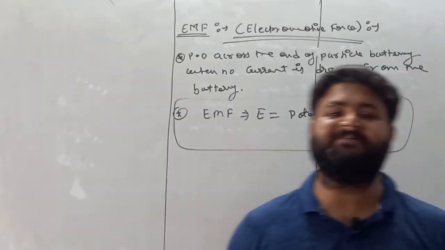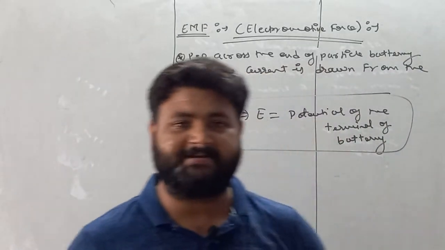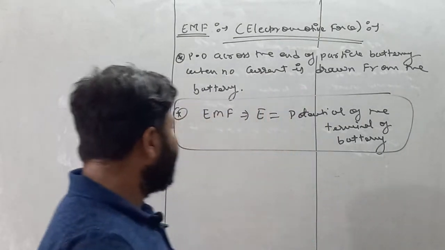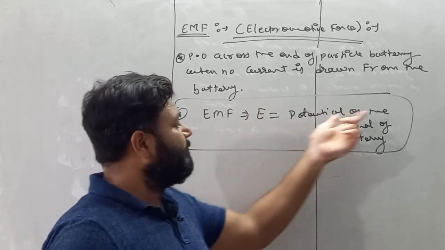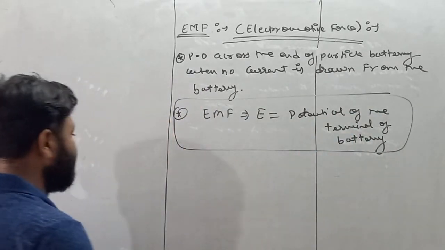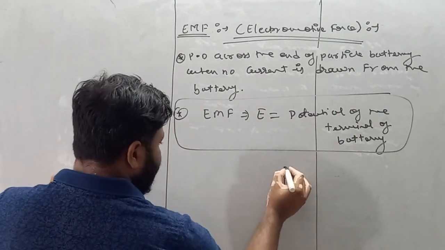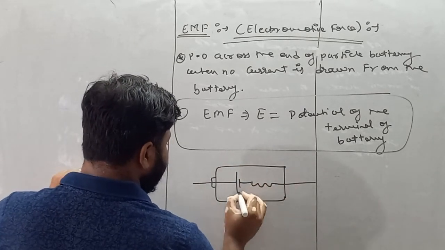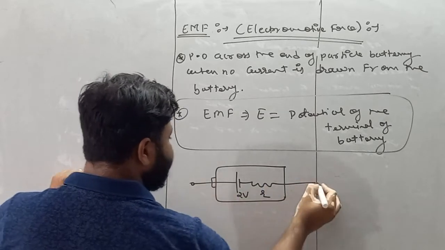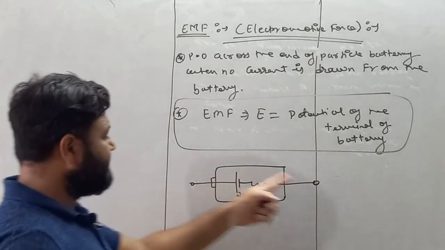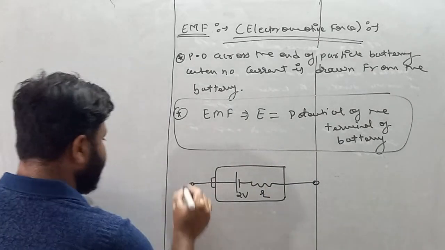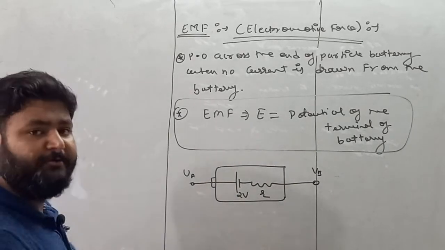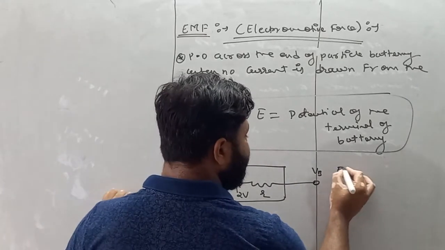EMF means potential difference across the ends of a practical battery when no current is drawn from the battery. And my dear student, the value of EMF is equal to the potential of the terminal of the battery. So let's suppose we have a battery whose terminal potential is 2 volts, and it has internal resistance. Now see, this battery is not connected with any external circuit. So the potential across the ends of a practical battery when no current is drawn from the battery is called EMF.